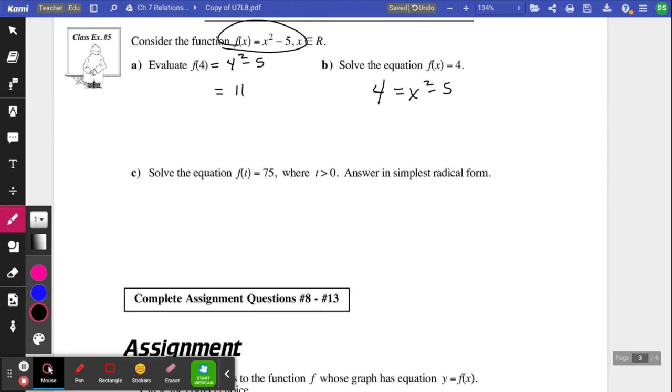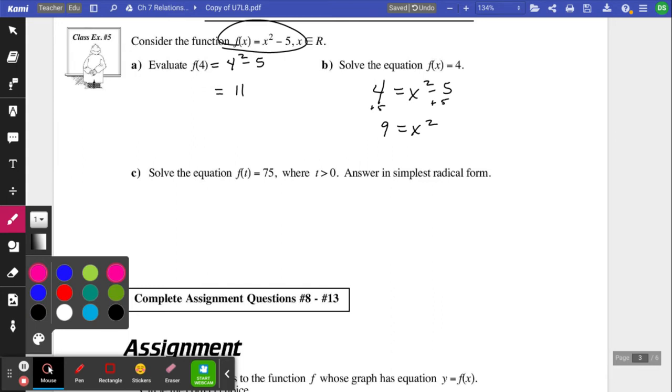Do you understand the difference between the two questions? One was replacing the x, and one was replacing the whole f of x thing. Okay, now we do the math. We add 5 to both sides, and you get 9 equals x squared. Square root. So what is the answer? What value of x?